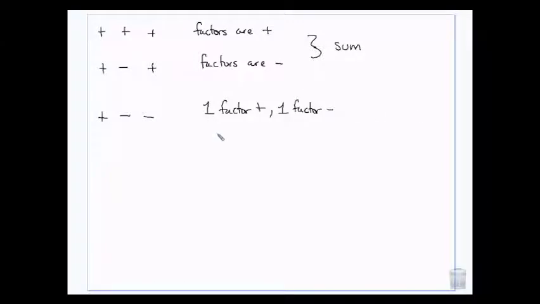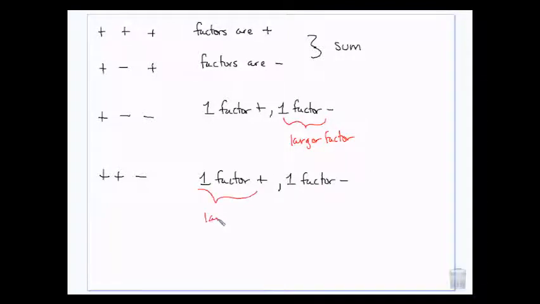So if you have a negative in the middle, this is going to be the larger factor. And if you have positive, positive, negative, you're still going to have one factor positive and one factor negative. But in that instance, this is going to be the larger factor because you want a positive number in the middle. So that's just kind of a way to know what signs your factors need to have.